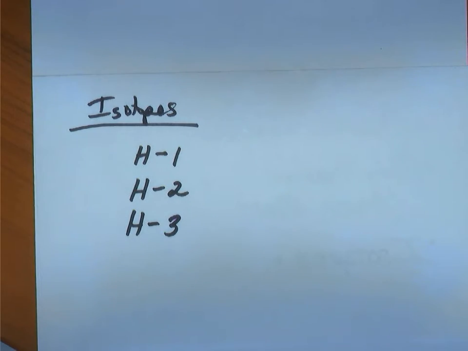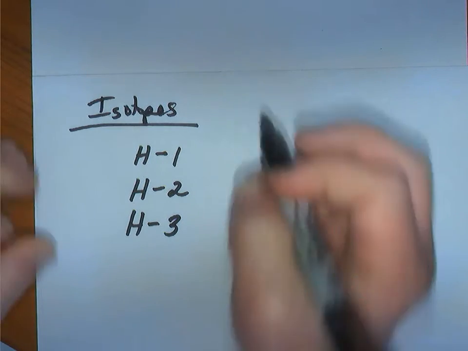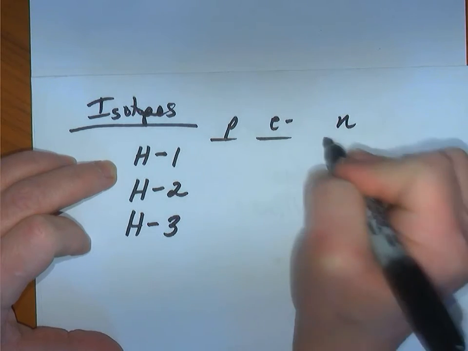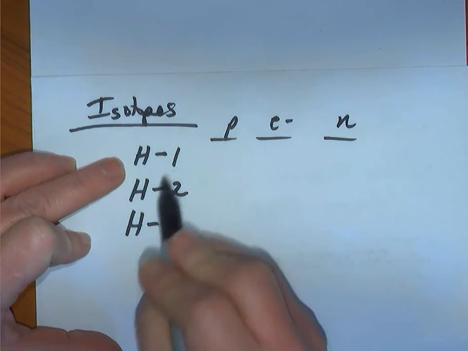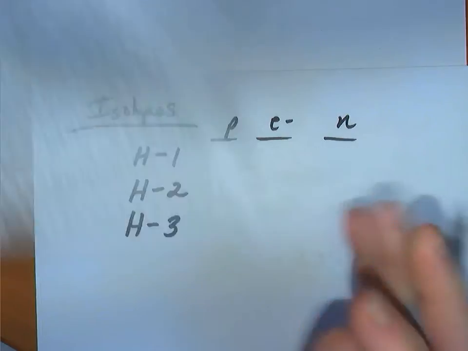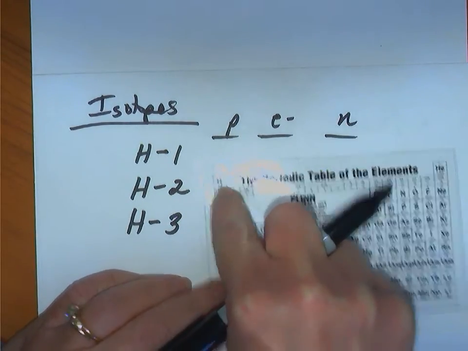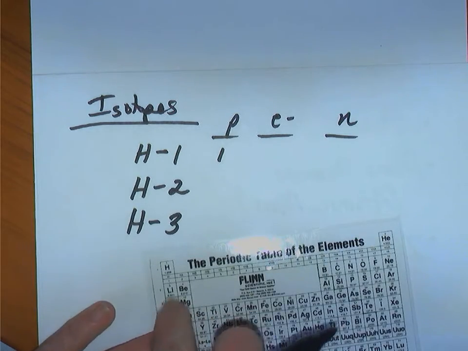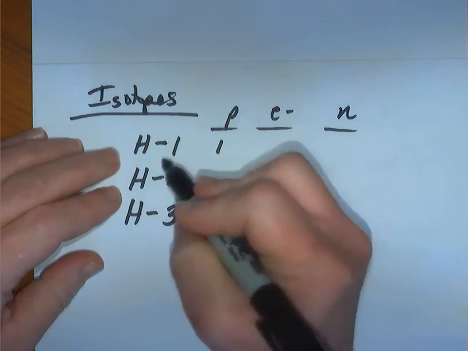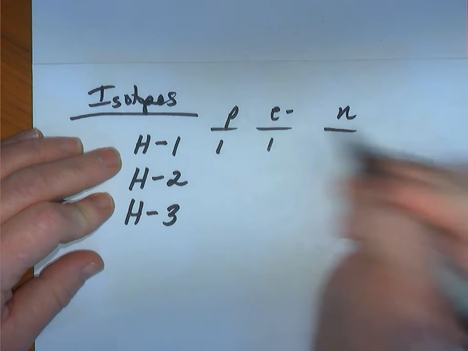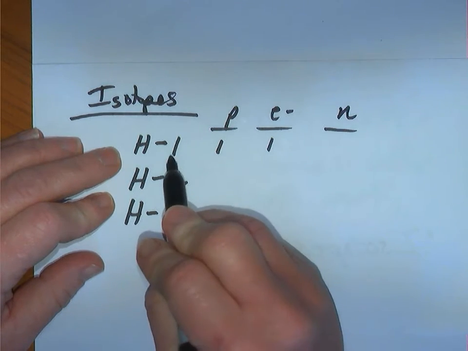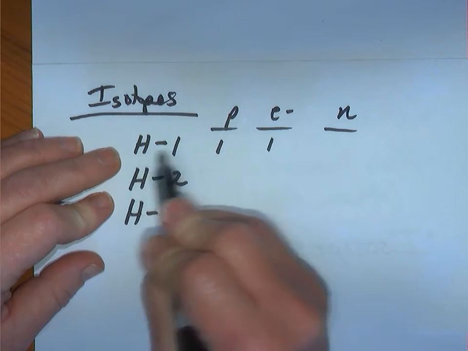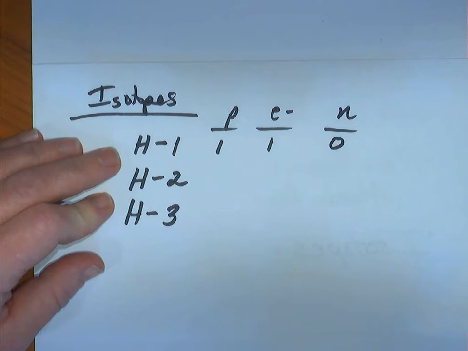So how can they differ? Let's examine their protons, electrons, and neutrons. Well, hydrogen 1, this is the mass number. To be hydrogen, it has to have one proton. If it's 2, it's helium. If it's 3, it's lithium, and so on. If it's neutral, which we're not told otherwise, 1 electron. Mass number minus atomic number is number of neutrons. So this version of hydrogen has 0 neutrons.